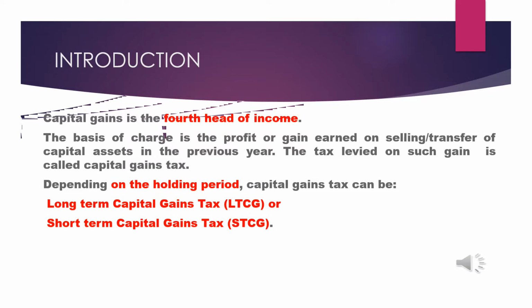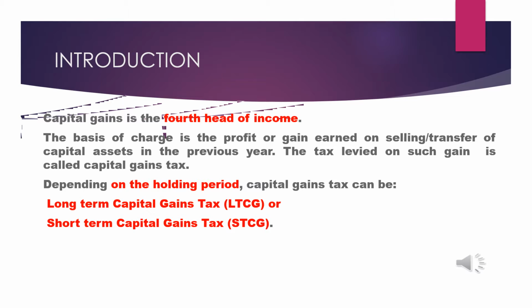So, dear students, we start with capital gains. Capital gains is the fourth head of the income, and if we talk about the earlier heads, we did salaries, we did income from house property, we did income from profits and gains of business and profession. This is the fourth head of income, and the capital gain is calculated.